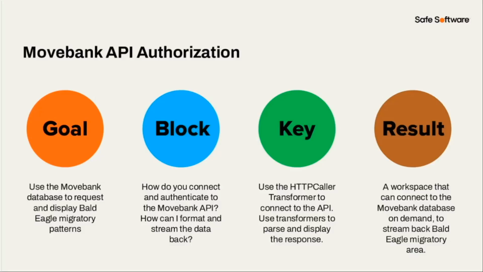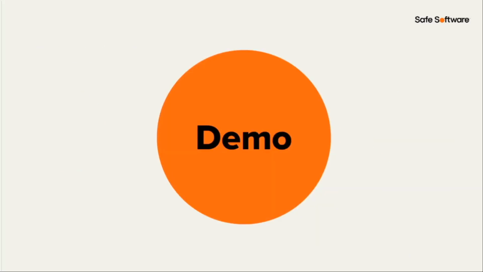So I'm going to show you how to connect to the API with the HTTP caller again, and how we transform the data and parse the response. And the result here is that we're going to have a workspace that will connect to the database on demand and then stream the data live back to our ArcGIS Online map. Okay, so let's jump into the demo.